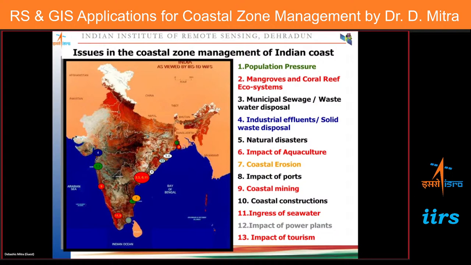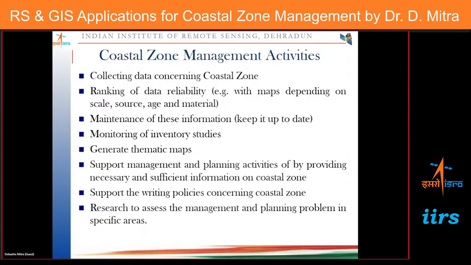Then the impact of power plants, as I told you. The effluents are highly toxic, in the form of very high temperature. So they create a lot of environmental issues in the coastal water. Then obviously the impact of tourism is important, because all the tourists are not environmentally friendly. They put a lot of plastics, littering the coastal area. They also destroy the corals. So these are the issues which also need to be considered.